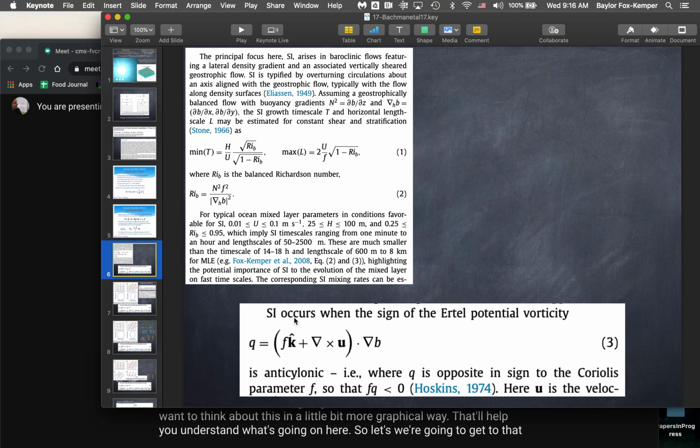So SI can occur when the sign of the Ertel potential vorticity, this is the way it's written in the paper, is anticyclonic. That is, when Q is the opposite sign of the Coriolis parameter. So fQ is less than 0. That's the Hoskins '74 criterion.